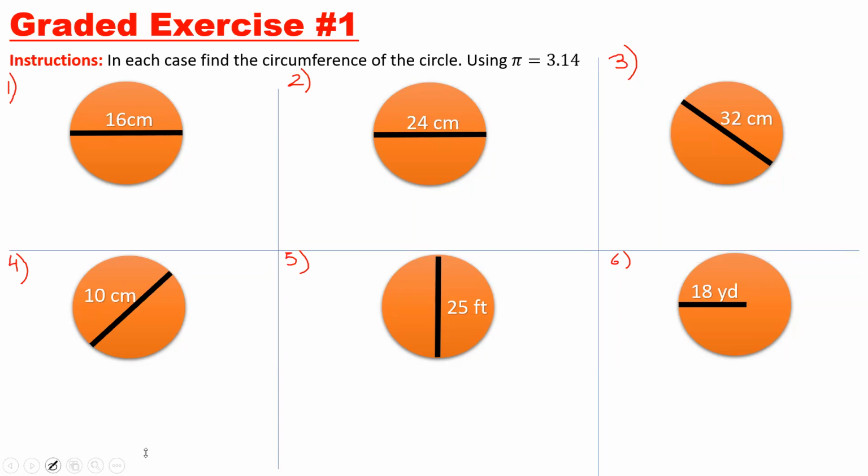Let's start with number 1. What's the diameter for number 1? I got 16. I divide 16 by 2, which is 8. Yeah. So it's going to be 2 times what?